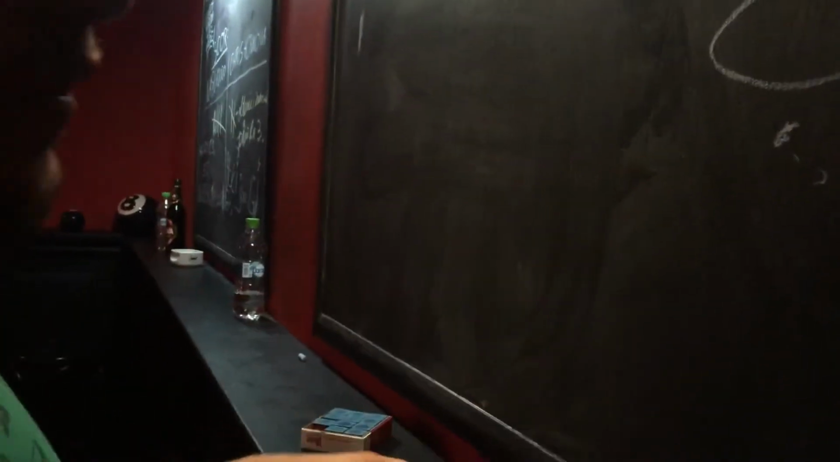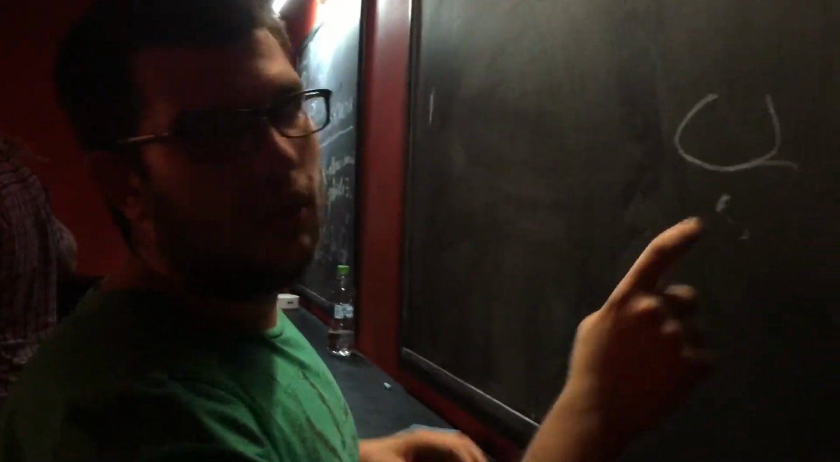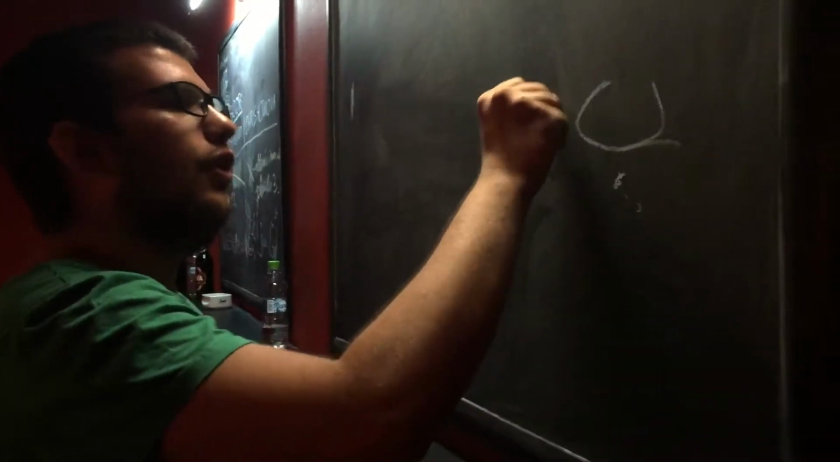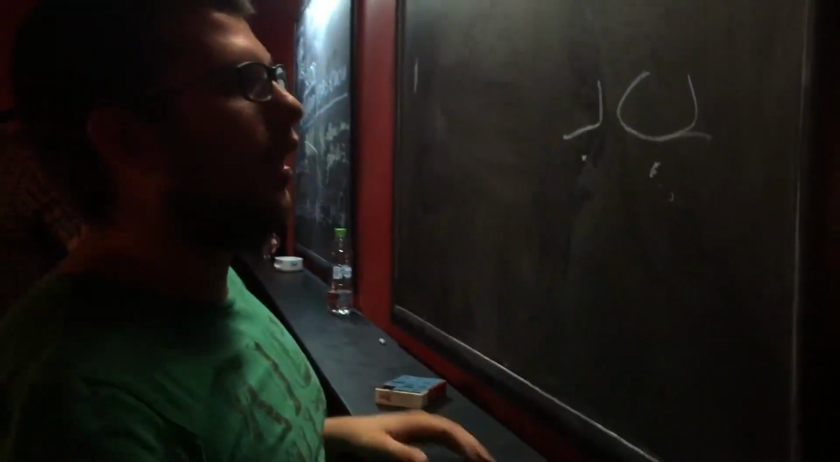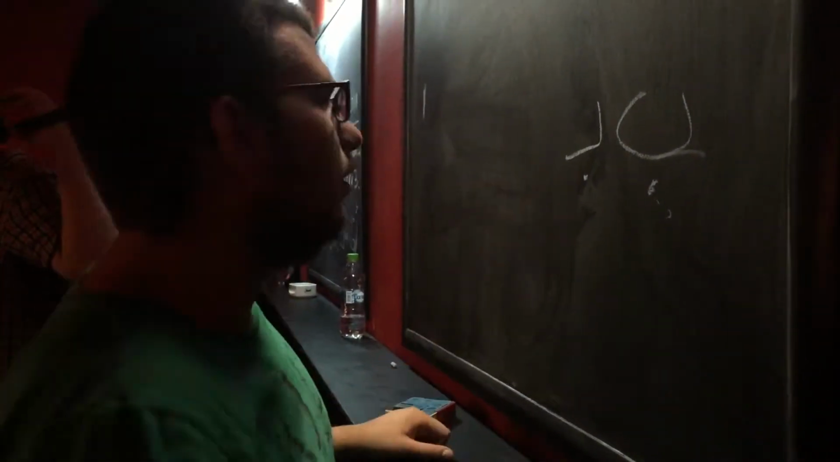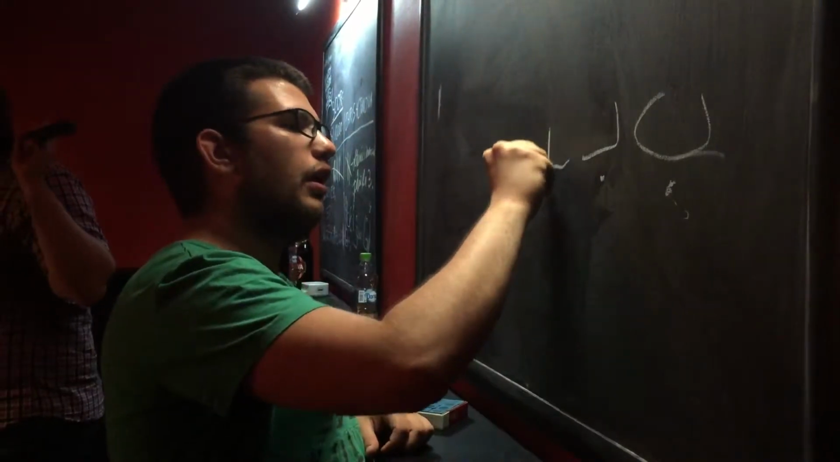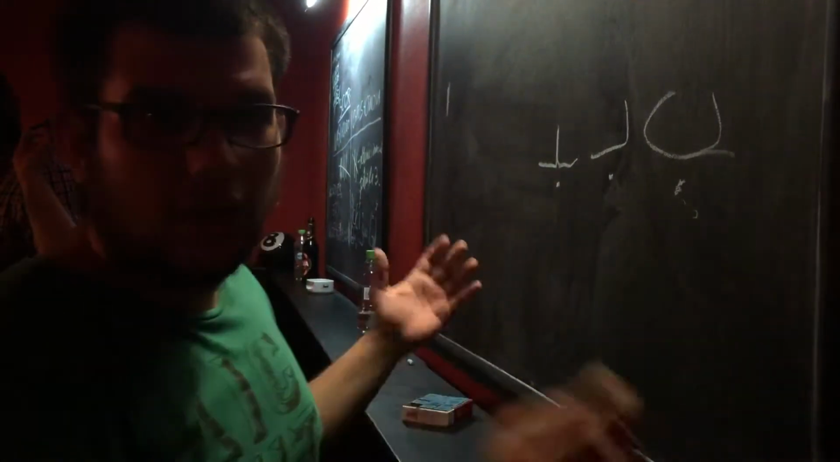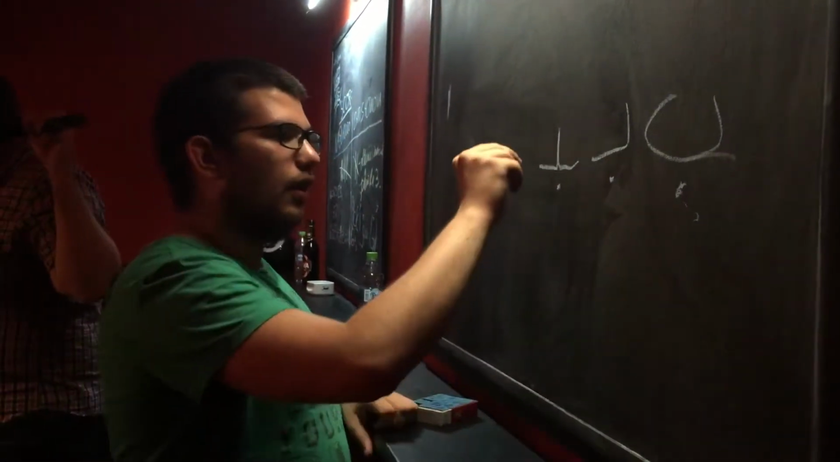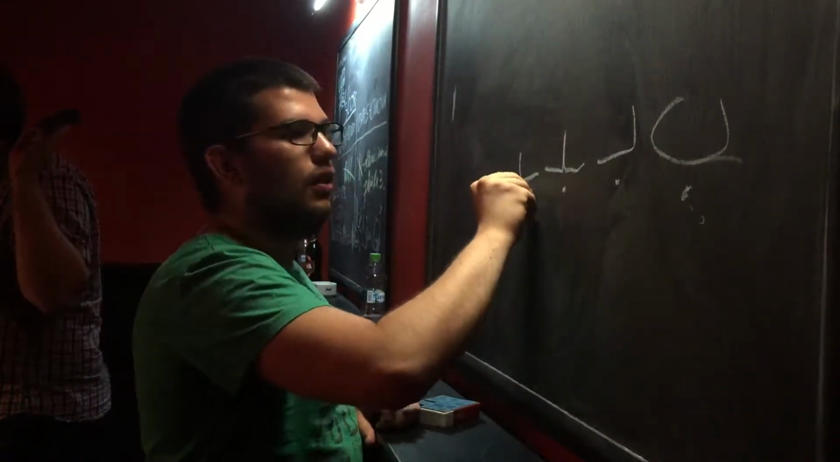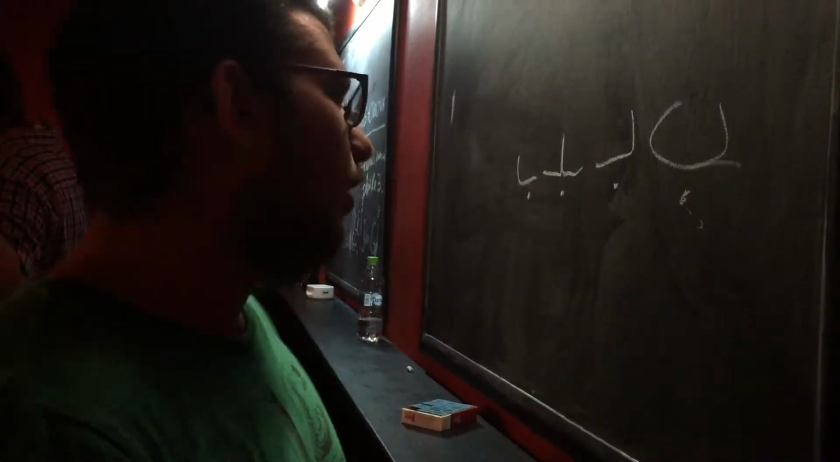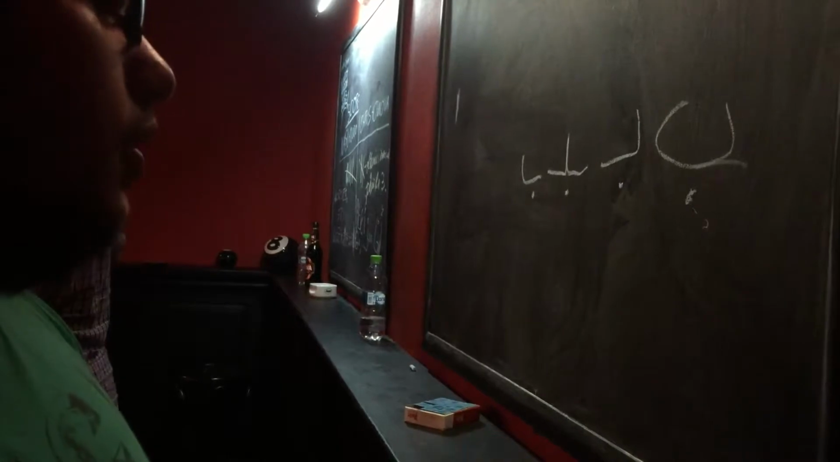Now Arabic is complicated because each letter more or less has a different form, both at the beginning, at the end, and at the middle of a sentence. So this is B by itself. This is B at the beginning of a word. This is B at the middle of a word. And this is B at the end of a word. You can notice the similarities between themselves.